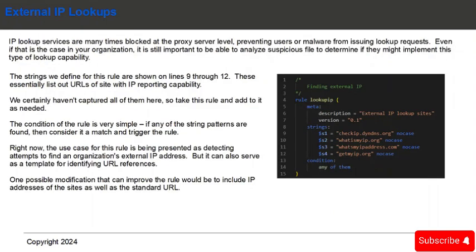So it's a pretty simple rule. We've got a number of strings set up in lines 9 through 12, and they're just references to these internet websites. Notice we have a no case modifier on it, and our condition listed on line 14 is very straightforward. We would be looking for any of them because if there's a reference with this inside a file, then it's very likely that this file will try to reach out and figure out what your organization's external IP address is.